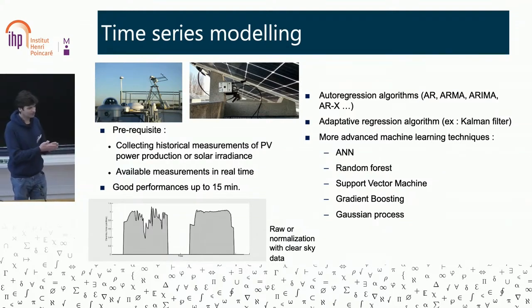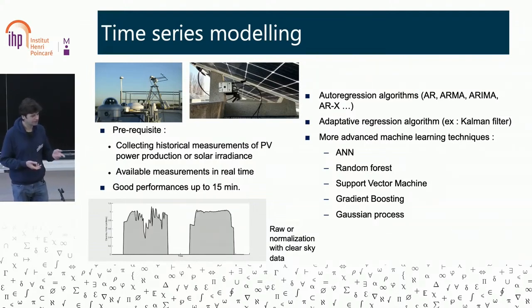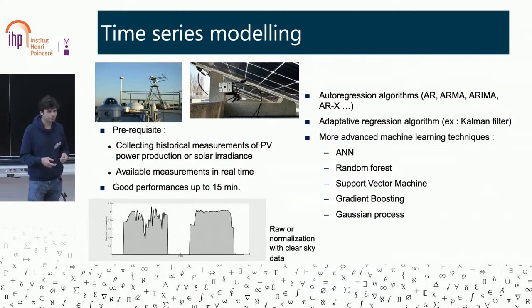But once you have good historical measurement and real-time measurement, you can use auto-regression algorithm. You can use more advanced machine learning techniques such as ANN, random forest, gradient boosting, to forecast the PV power production in the next minute according to the past data.